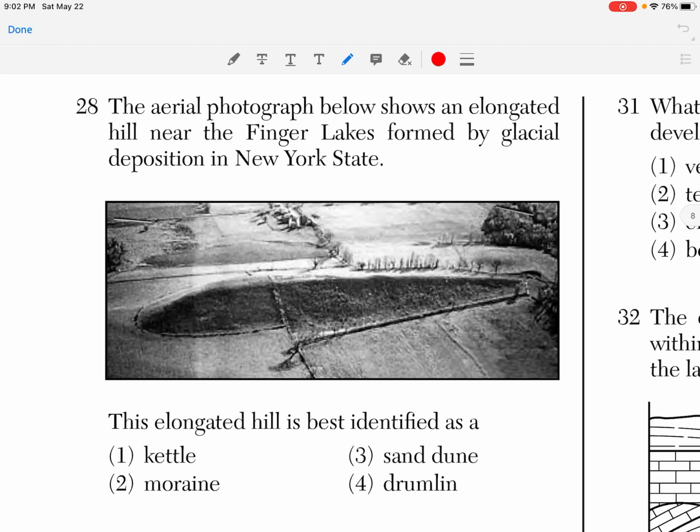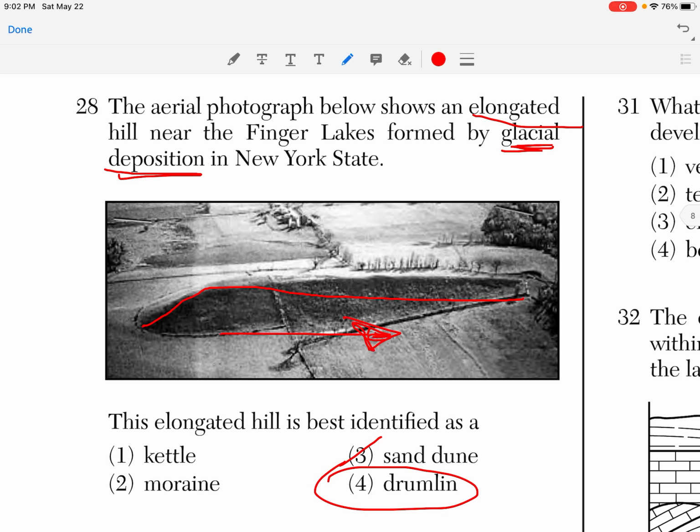All right, number 28. This is a question that just requires some memorization here. We're talking about a hill that's made by glacial deposition. And so you can eliminate sand dunes because sand dunes are not made by glaciers. All the other ones are made by glaciers, but the one that this looks like, you can kind of see this elongated shape, the elongated hill as it says, that's got to be a drumlin. And that's just a memorization thing. Know that that really long, drawn-out hill like that is a drumlin. It's got a steep side over here and a more gradual side over there, and that actually points in the direction that the glacier moved.